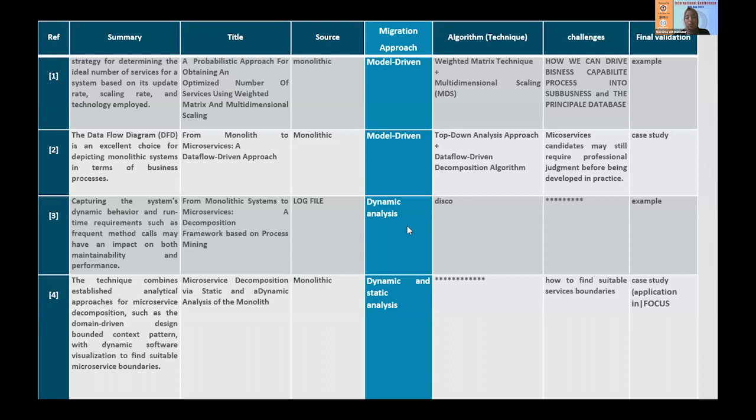Okay, so the last 2 articles use dynamic analysis, and as we can see, we can combine 2 migration approaches together. The third one actually uses process mining, but here it doesn't talk about the decomposition of the database either, because as we know, microservices is a code base, but also each microservice has to have a database.